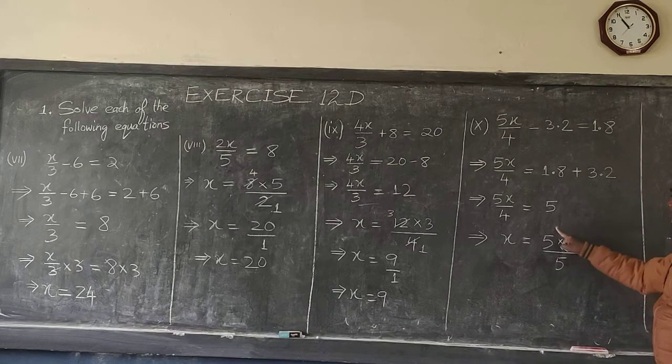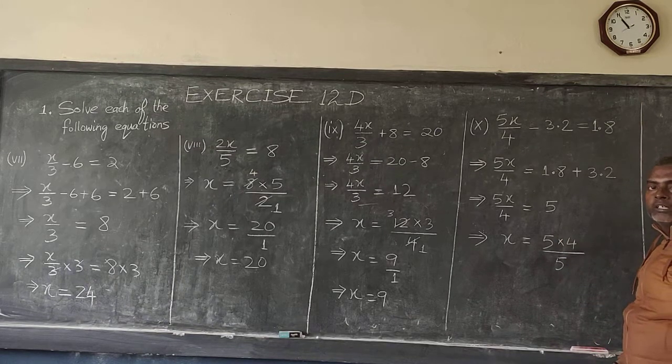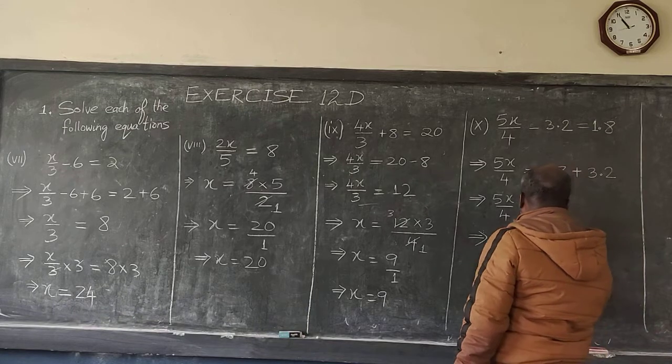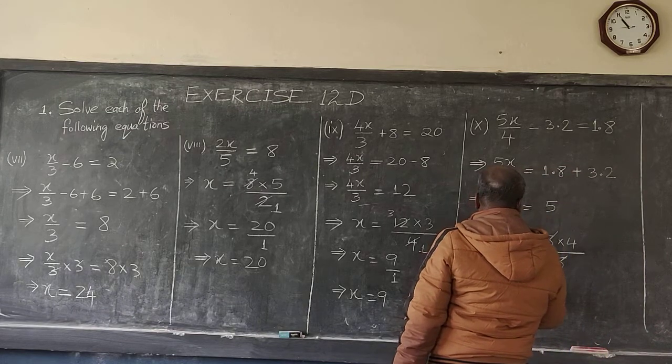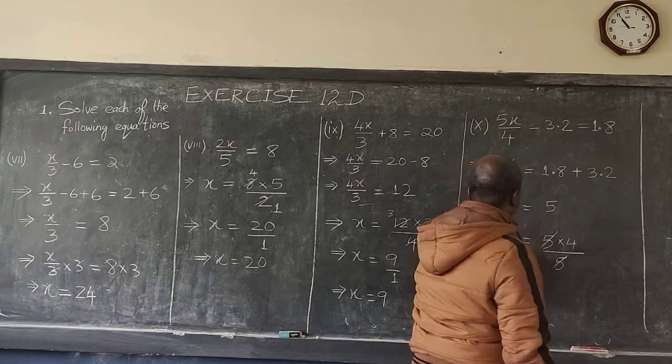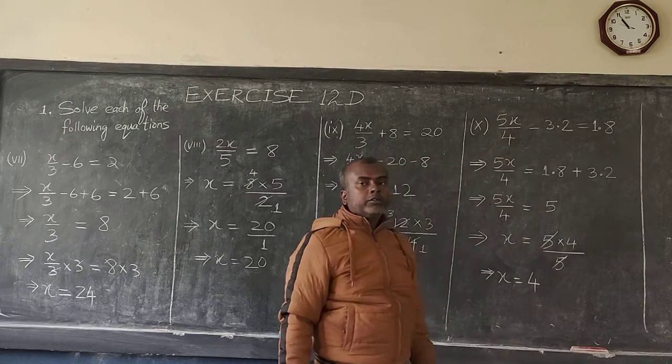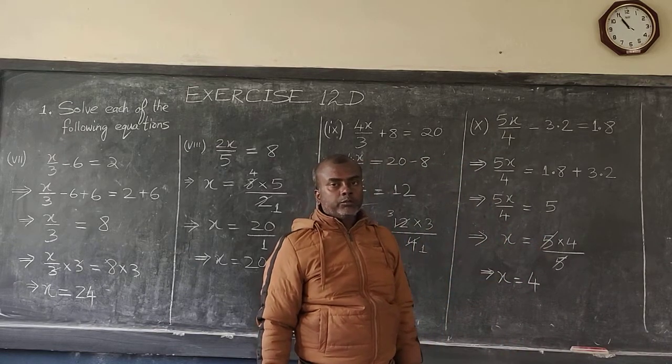So 5 and 5 we have same, no? On the numerator as well as denominator. So 5 and 5 will cancel each other out, and only 4 remains. So x value is 4. Thus we have solved this equation.